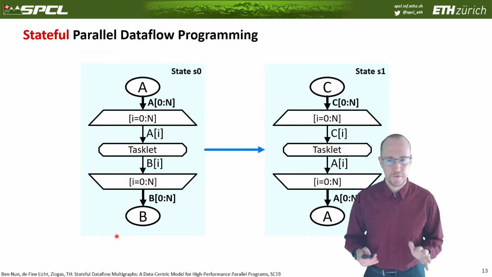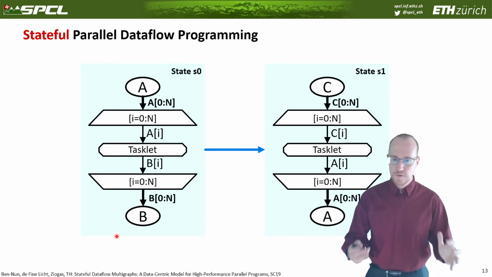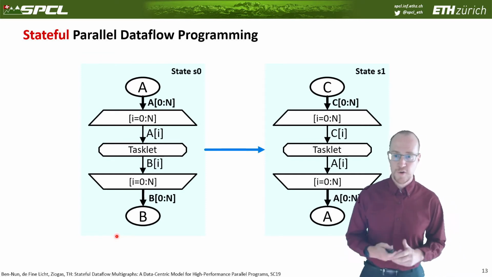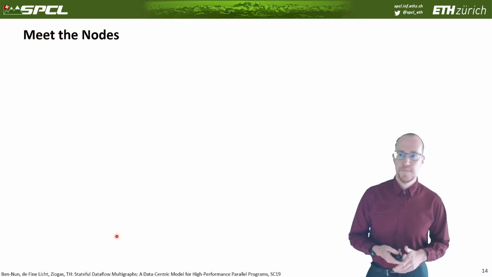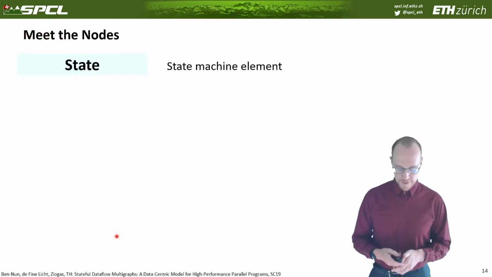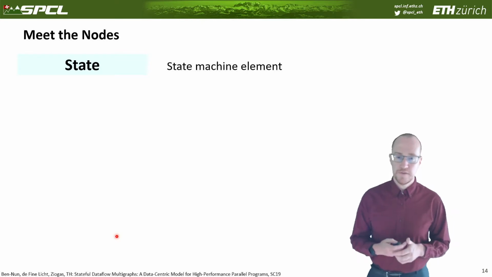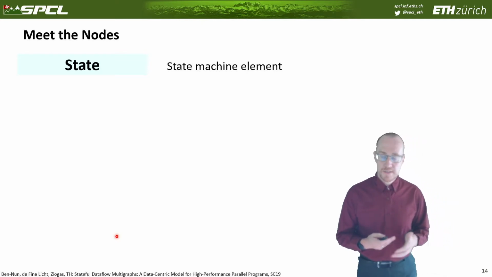Of course, we don't necessarily want this. We want the largest possible regions of code expressed in data flow, but it's not always possible. Sometimes we need these states. And now we can have a quick tour across these different nodes that we have in these graphs, because everything we do is kind of graphical programming.